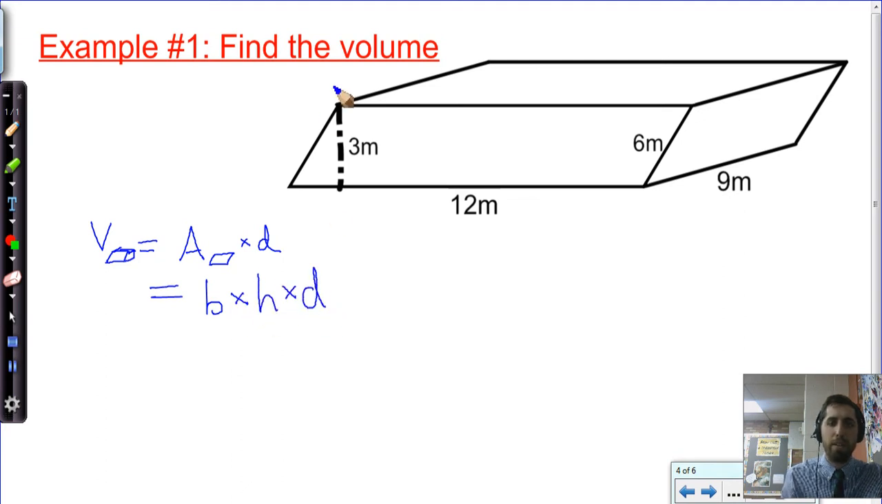We're going to find out how much space this takes up just in that front section, and then we'll multiply by the 9 layers going back. So we can see our depth is 9 meters. I'll fill that in. Our base is 12 meters. I can fill that in. And our height is 3 meters.